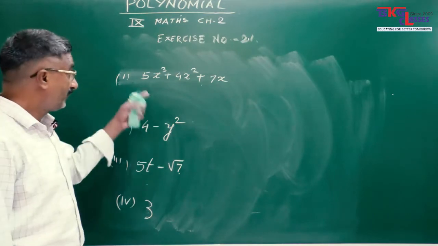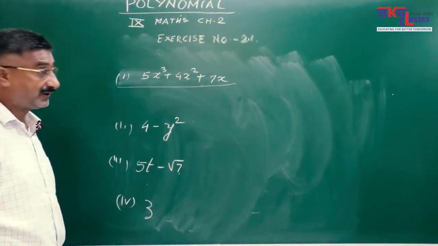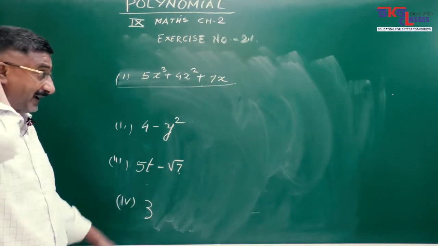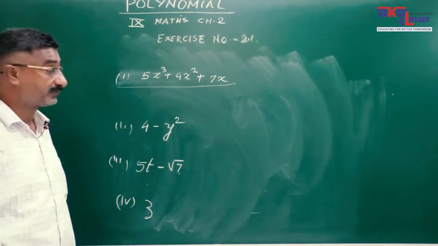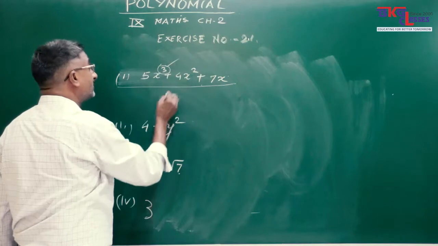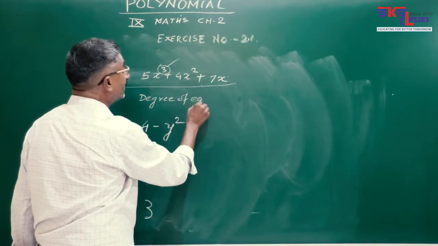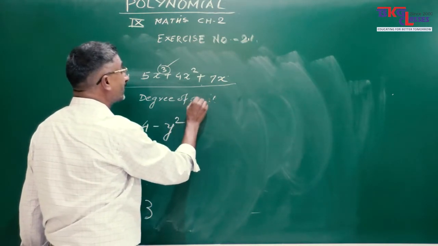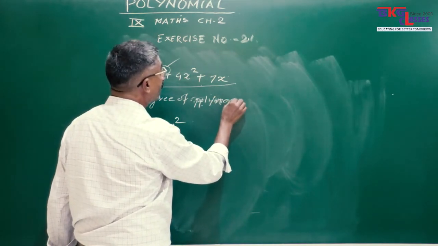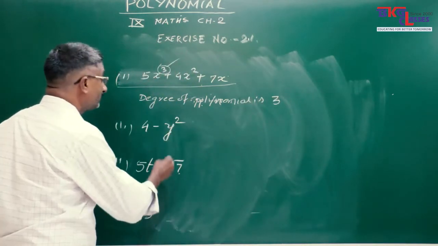We have to write down the degree of the equation. This is a polynomial, definitely a polynomial, in one variable. Variable is x. The equation has 3 terms, and the highest power is 3, 2 and 1. The highest power is 3. So the degree of the polynomial is 3.